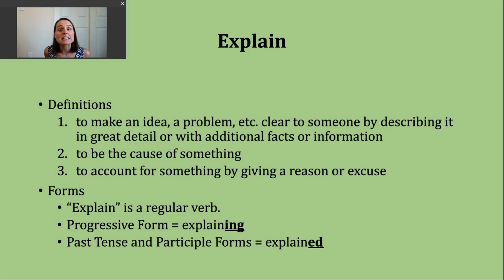You should know that explain is a regular verb. To make the progressive tense, all you need to do is add ing to form explaining. The past tense and participle forms of this verb are made by adding ed. The base verb explain ends with a voiced n sound. So our past tense ending is going to make a d sound. We're not going to add an extra syllable here. It should sound like this: explained, explained.